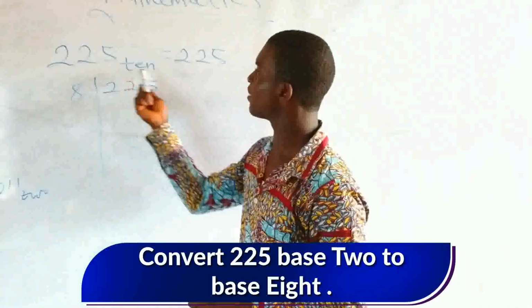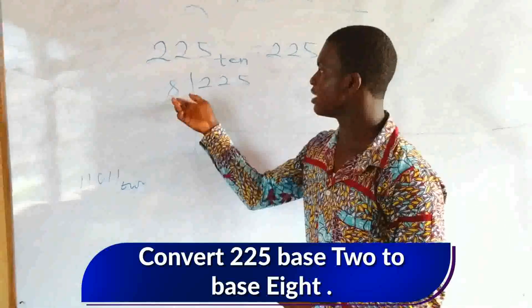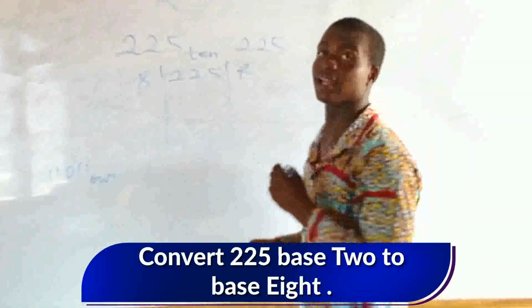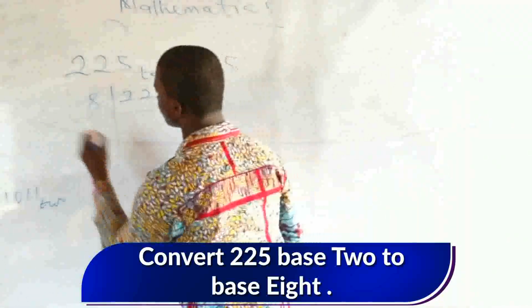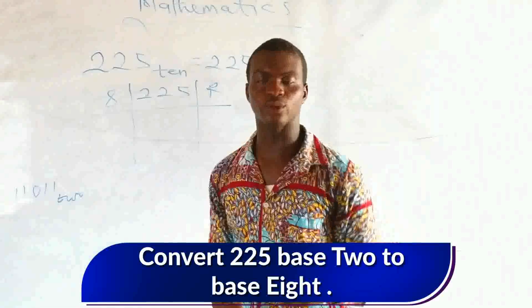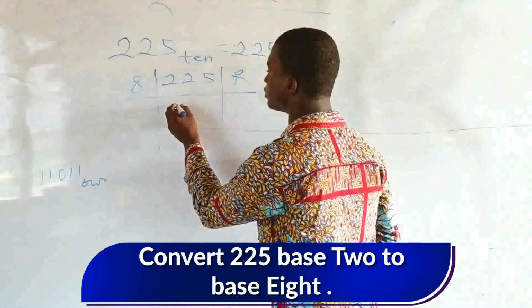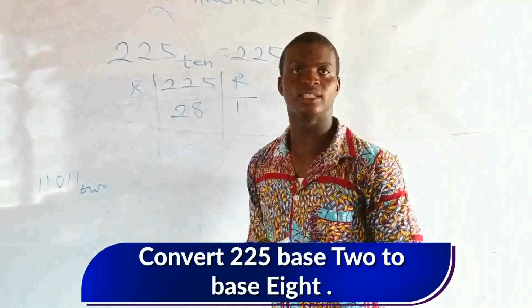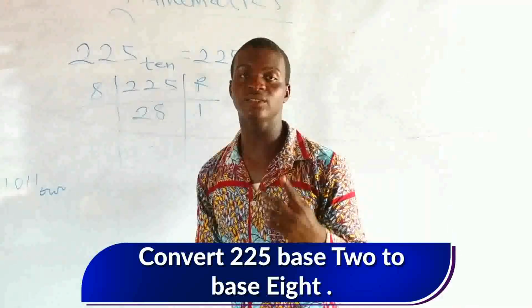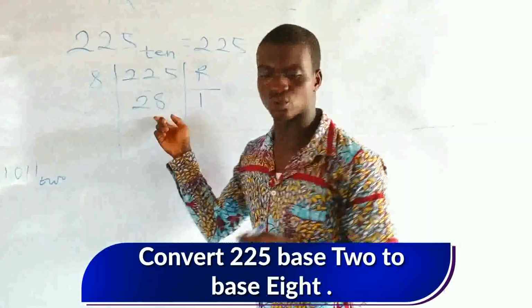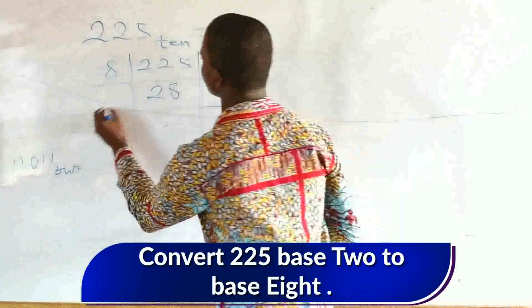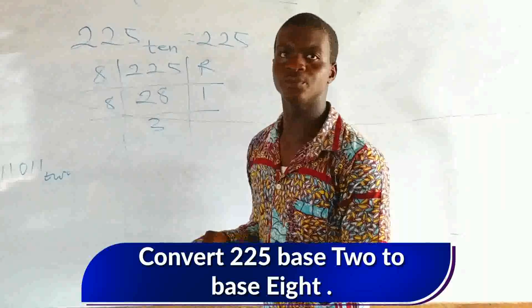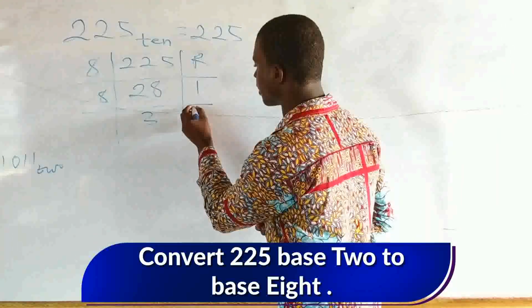So with this 225 base 10, we are changing it to base 8. We have the base here, we have the number, that's 225, and our remainder on this side, and so we start with it. 8 goes into 225 how many times? It goes 28 times, and it gives us a remainder of 1. 8 goes into 28 how many times? 8 goes into 28 3 times. 8 times 3 will give you 24. And so you have a remainder of 4.